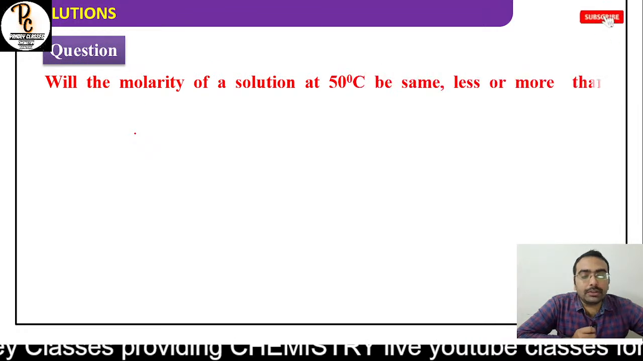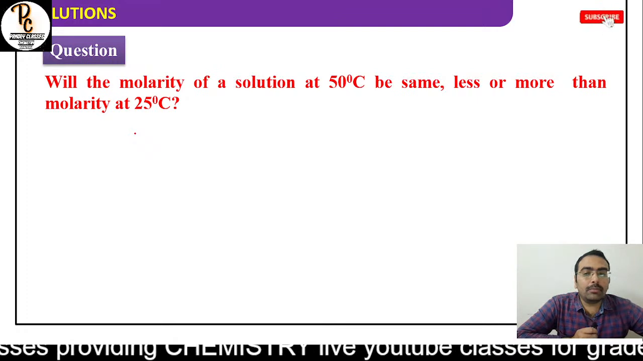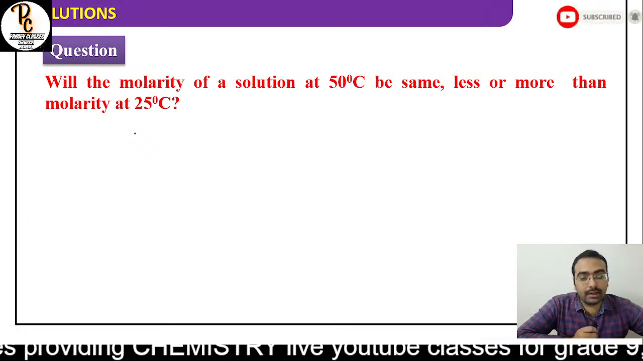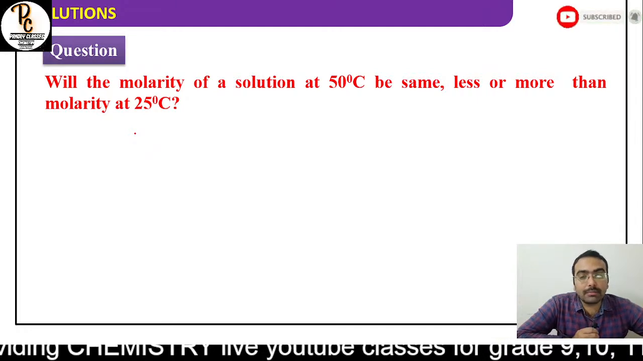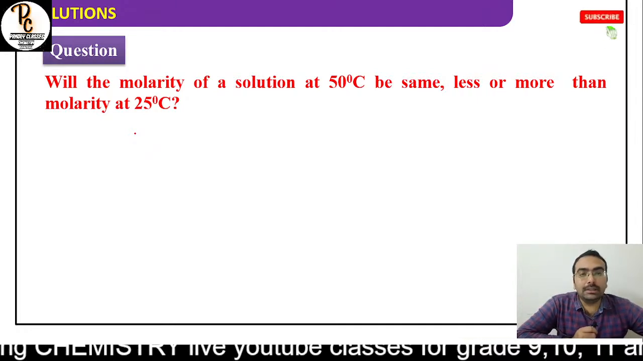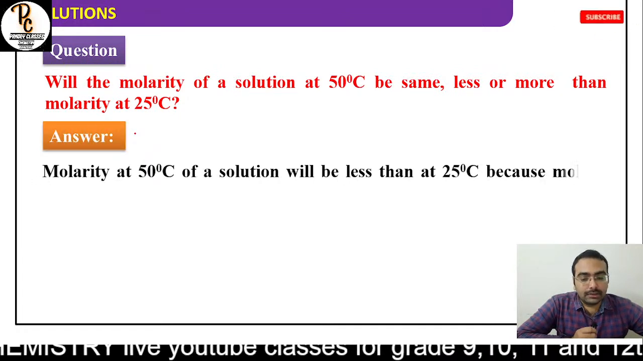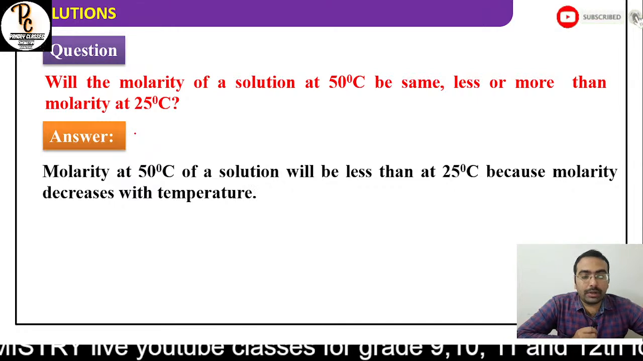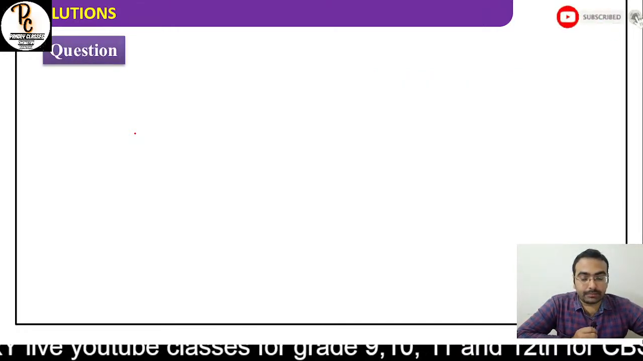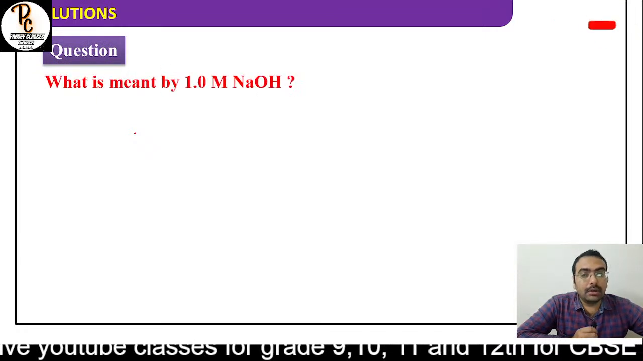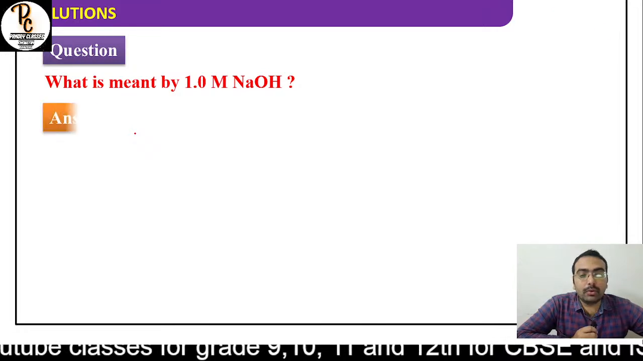Will the molarity of a solution at 50 degrees Celsius be same, less or more than molarity at 25 degrees Celsius? So what we discussed is that with increase in temperature, molarity decreases. So let us check. Molarity at 50 degrees Celsius of a solution will be less than at 25 degrees Celsius, because molarity decreases with temperature.